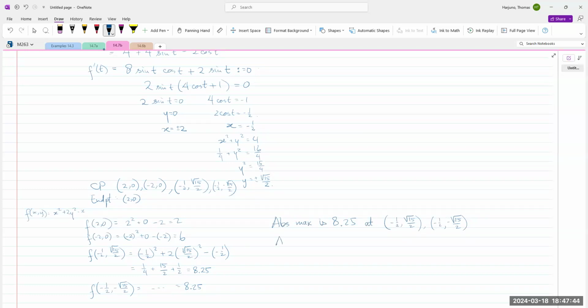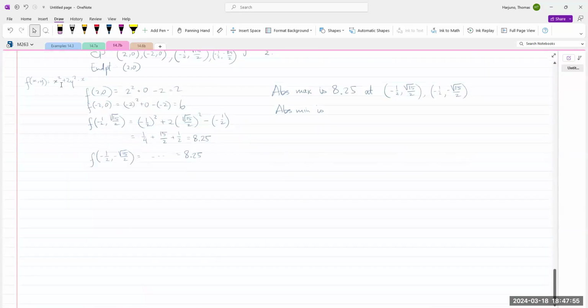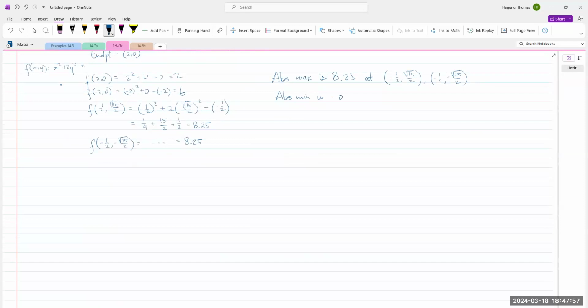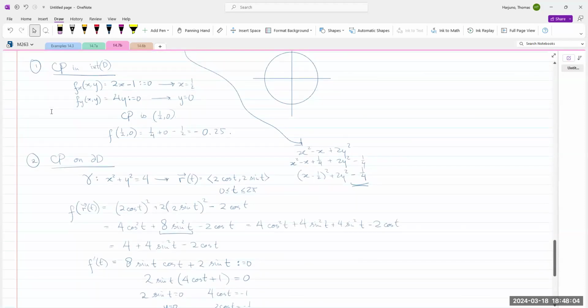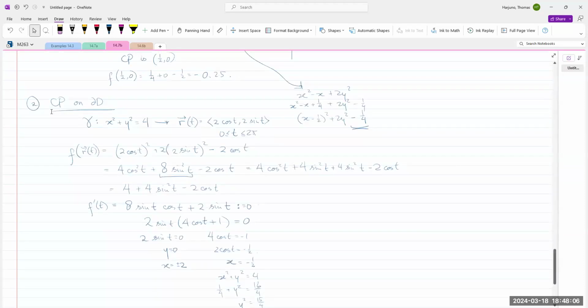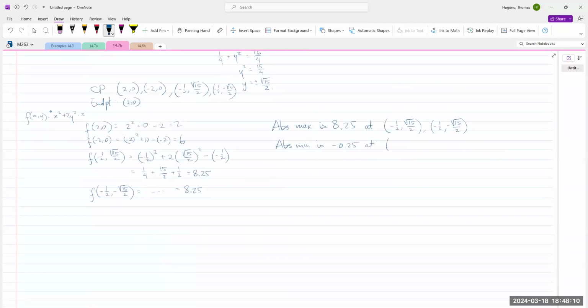Okay, absolute minimum is, what's that again? Negative 1/4, as I remember, yeah, negative 1/4, negative 0.25 at 1/2 comma 0. Is it 1/2 comma 0? Yeah, 1/2 comma 0. Okay, let's try to visualize this.